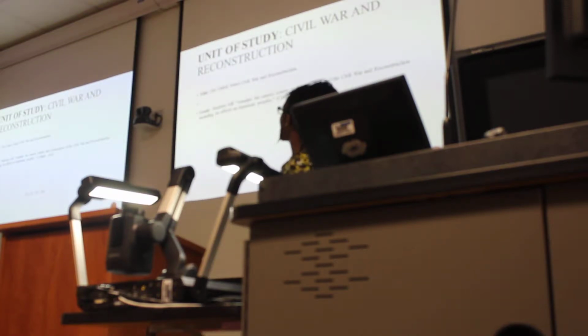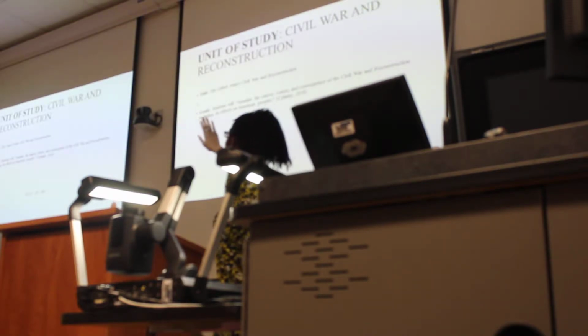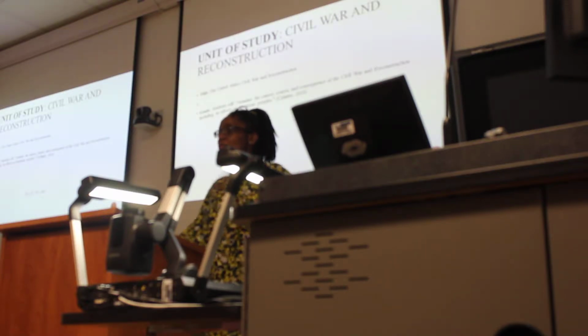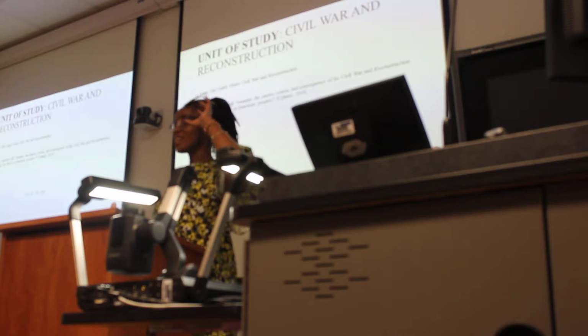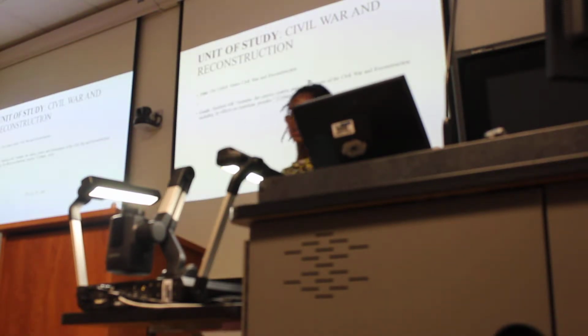So the main unit would be students would examine the causes and consequences of the Civil War and Reconstruction. And the goal is they have to find the effects on the American people. That's the main standard, I'll show you in a second. And then under that, they have additional standards that it breaks down into.